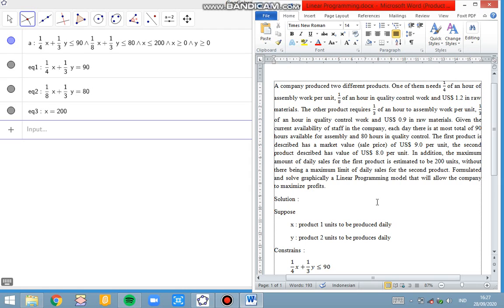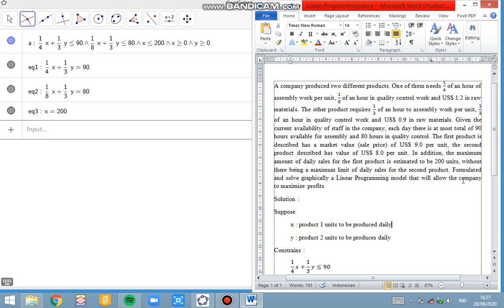Okay, we want to find the maximum profit. Here is the solution. First, we define what we have to control. In this problem, we have direct control over two units of production. We define these variables by the symbols x and y, where x is the product 1 units to be produced daily and y is the product 2 units to be produced daily.